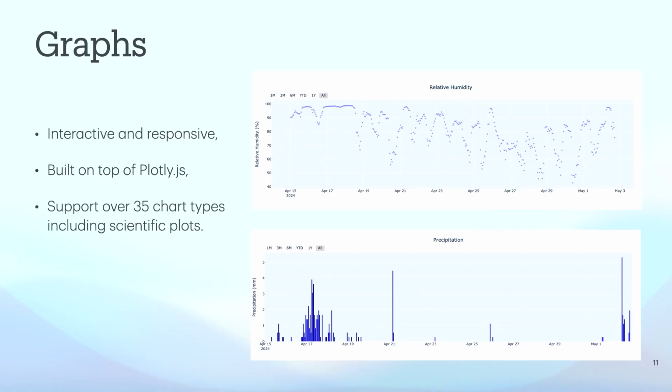Some visual elements of Dash.jl that I believe everyone at some point will use when developing a data app or alert system are graphs. So in Dash, we can create really nice interactive and, what's important, responsive graphs. It's built on top of Plotly.js, and it supports over 35 graph types for now, including more fancy scientific plots as well. So you can choose between different ones.